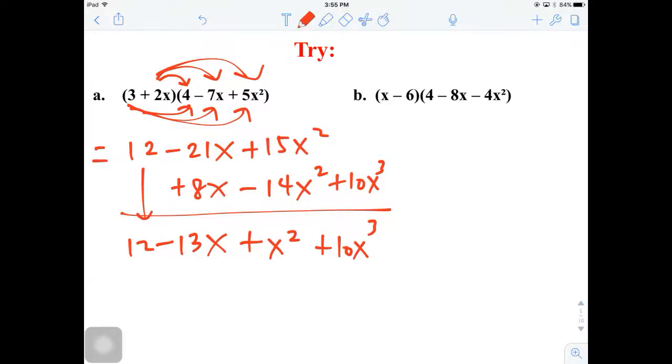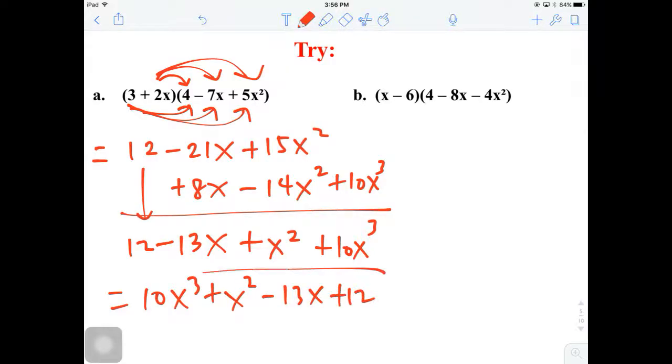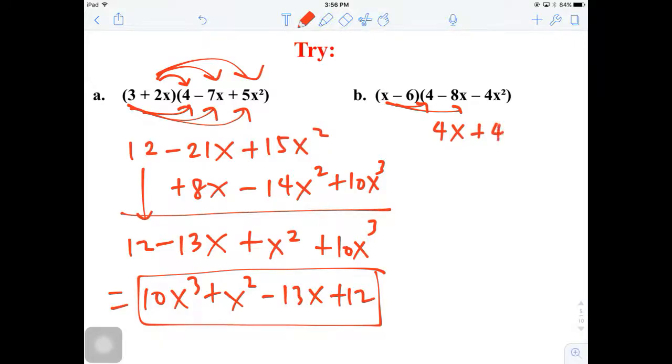I'm going to rearrange it again in standard form. So I have 10x to the third plus x squared minus 13x and a plus 12 as my final answer. And that's the end of that problem. Next, again, we're going to distribute that x in through the second parenthesis. So I have 4x. So 4x plus 48.